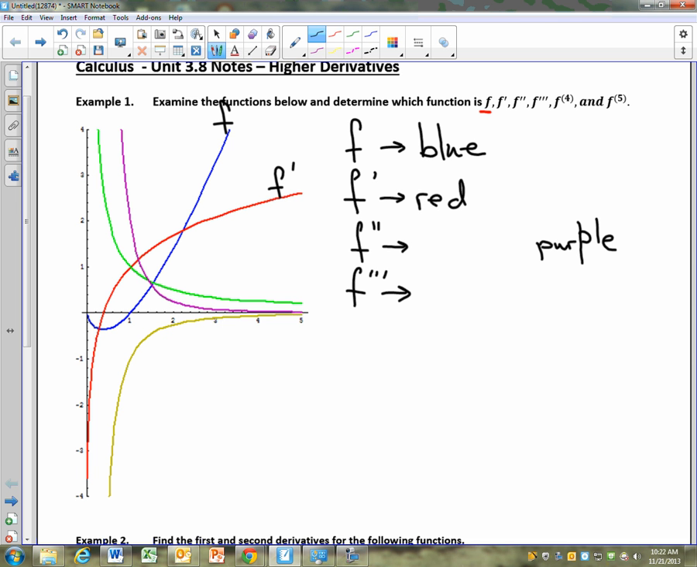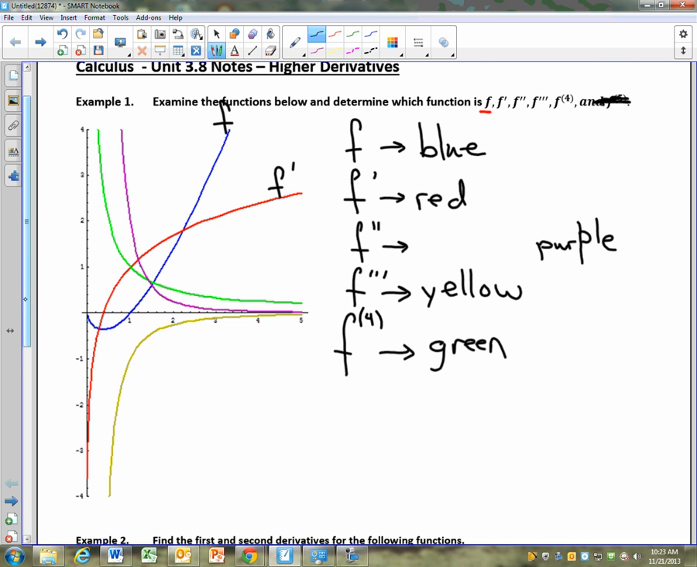Let's now take the derivative of the purple graph. The purple graph is always negative, never positive. And what's the only function up here that's always negative? The yellow one. So we know that F quadruple prime is going to be which one? The green. And is that it? Is that all of them? Okay, so I put too many up there. I miscounted, sorry. So we've got all 4. We did it. Good job.